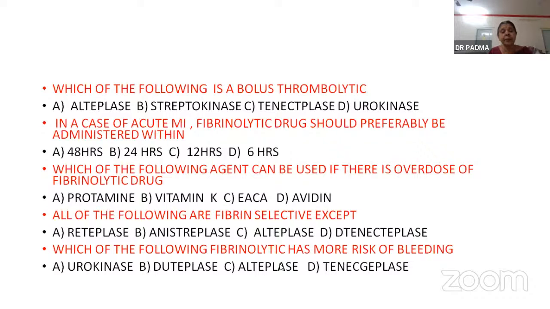In case of acute MI, fibrinolytic drug should preferably be administered within how many hours? Door to needle time. How many hours? 6 hours. 4 to 6 hours. Which of the following agents can be used if there is overdose of fibrinolytic? Protamine for heparin, vitamin K for warfarin, EACA for fibrinolytic agents. Fibrinolytic agents. All of the following are fibrin selective except reteplase, anistreplase, alteplase, tenecteplase.